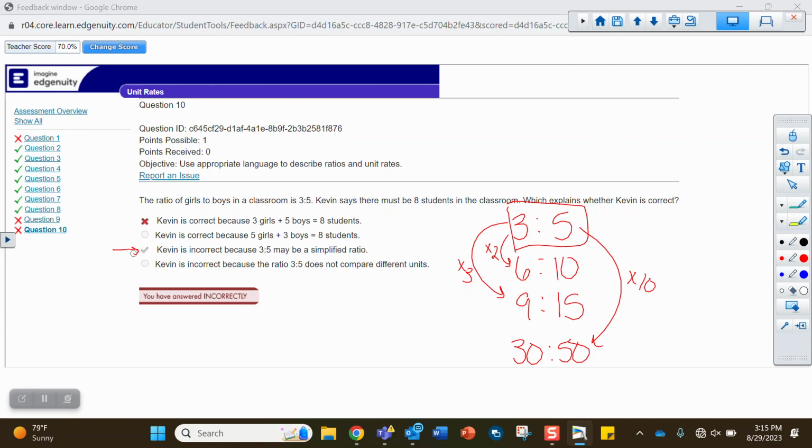So we have to understand that there could be this one here, this 6 to 10, which would be 16 students. It could be 9 to 15, in which case there would be 24 students. Hopefully it's not this one, right? Hopefully we don't have 80 kids in the classroom. But again, 3 to 5 is simplified, so we don't actually know that there are only 8 students in the classroom.